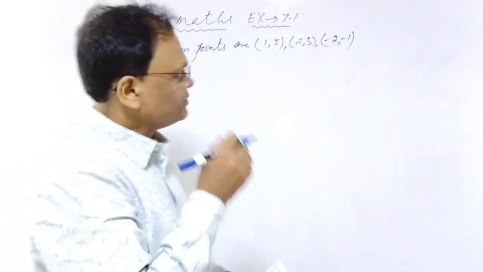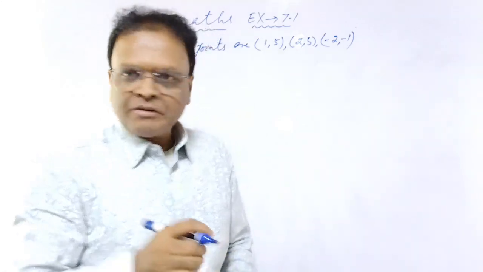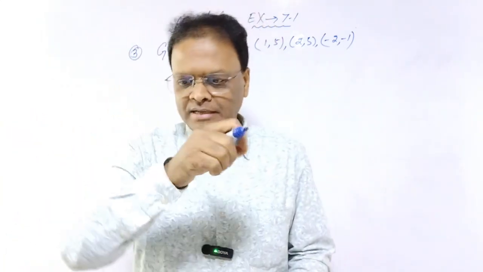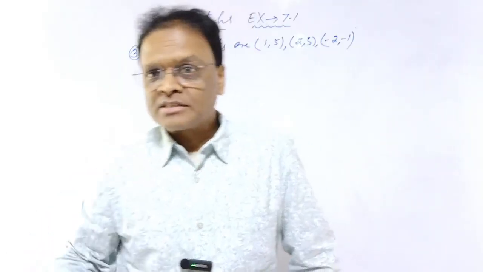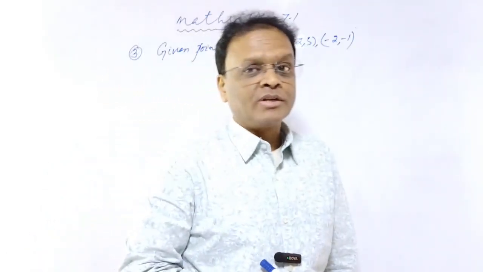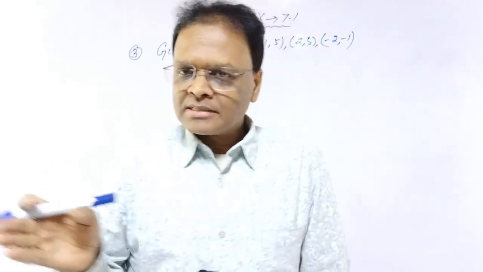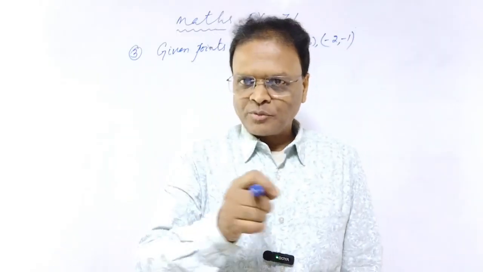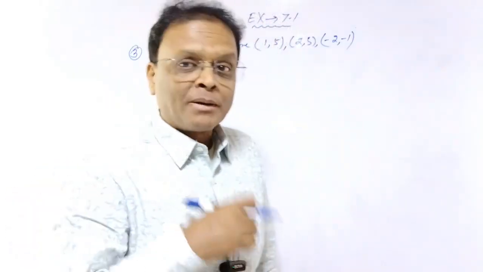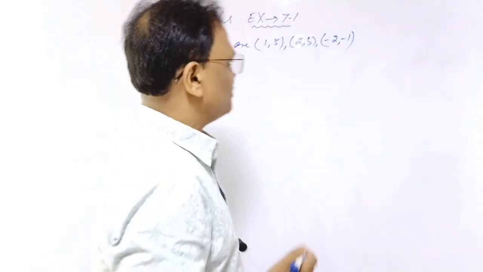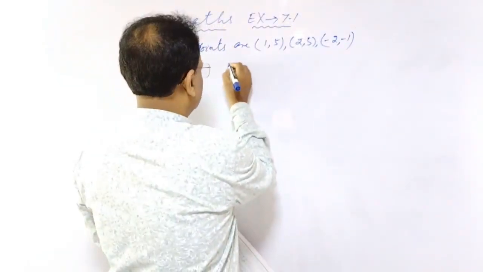Now what is collinear? Collinear means if any 3 points are lying on the same line, in the same straight line, those 3 points are called collinear. So 3 points are said to be collinear if all the 3 points lie on the same line, means on a straight line. But mathematically how to prove? Suppose these are the 3 points.